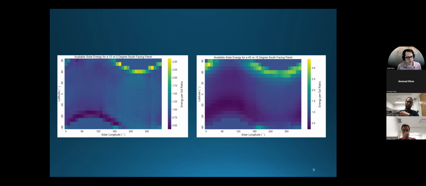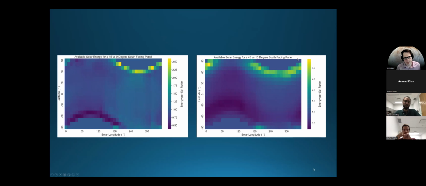For lower tilt panels, we see much smaller ratios, of course. We see smaller gains for, say, a 15-degree panel compared to a 60-degree panel in that northern hemisphere region. However, still gains of about 2.5 times. So as we see, it's quite beneficial to use a slanted panel instead of a flat panel if you are high up in the northern hemisphere.